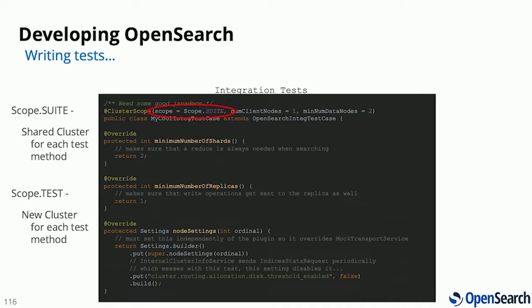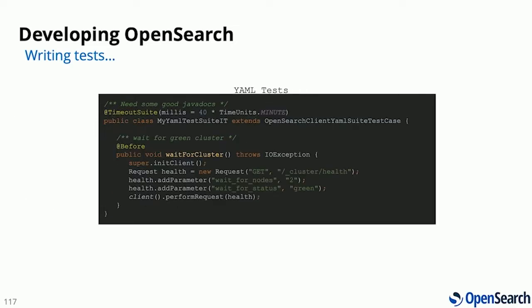But there's a fourth kind of test. I wrote a plugin that needs to be tested with REST clients. And that is our OpenSearch Client YAML Suite test case. Horrible name. I think we could probably do better there, but it's a YAML test, right?